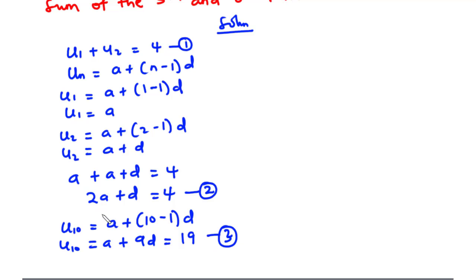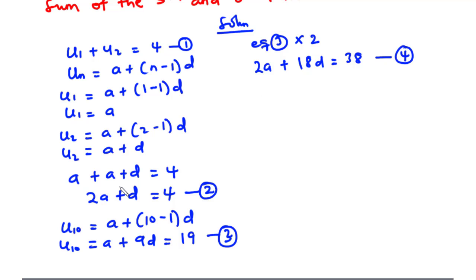Now because we have the coefficient of a for equation 2 to be 2, and the coefficient of a for equation 3 to be 1, let's multiply equation 3 by 2 so that we have the coefficient of a for both equations to be 2. So we have equation 3 times 2. That's going to be 2a plus, now 2 times 9 is 18, so we have 18d, and then 2 times 19 is 38. Let's call this equation 4.